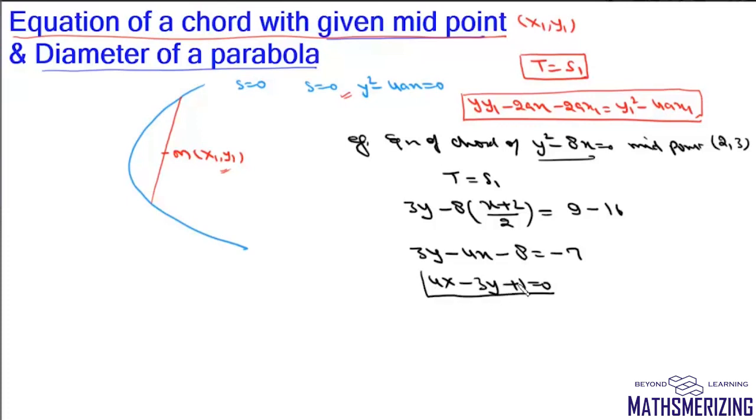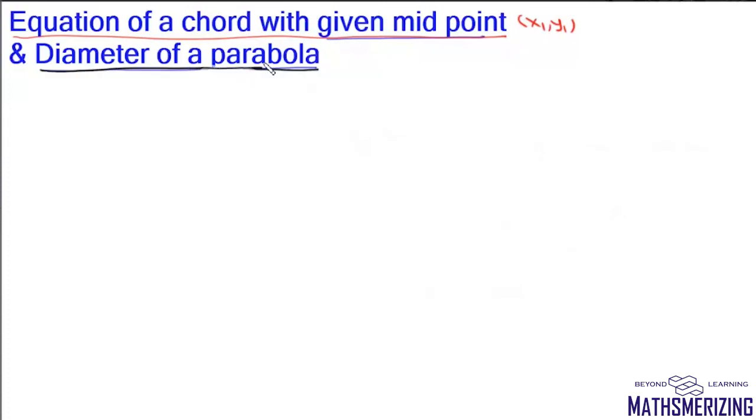So the chord of the parabola y square equals 8x, whose midpoint is (2, 3), is given by 4x minus 3y plus 1 equals 0. Now we'll discuss the equation of a diameter of a parabola. Suppose we have a parabola, say y square equals 4ax. So let us draw this parabola.